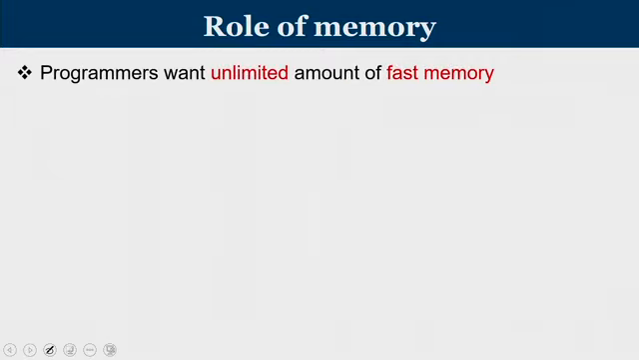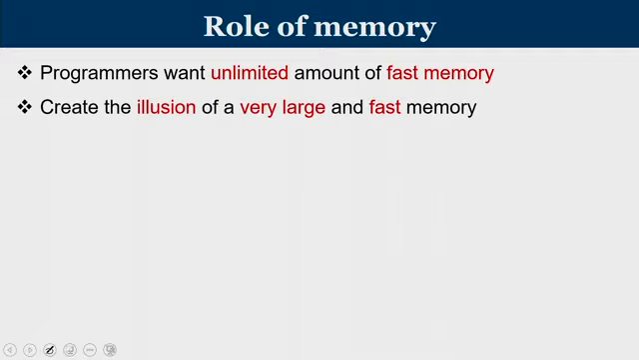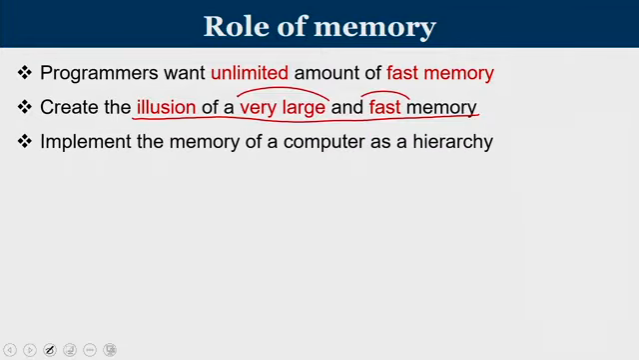Let us try to understand what the role of memory is in this context. Programmers always want an unlimited amount of fast and large memory. So, what we can do is create an illusion of making your memory very fast as well as very large. It is impossible to make a very large memory that is at the same time fast, but this illusion can be created when you organize your memory as a hierarchy.